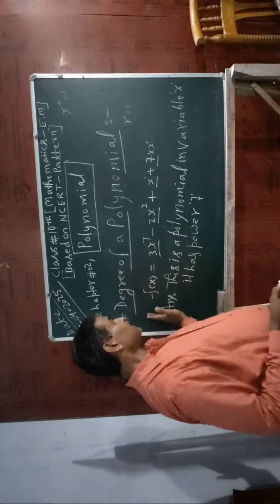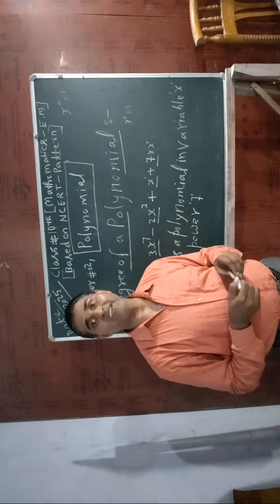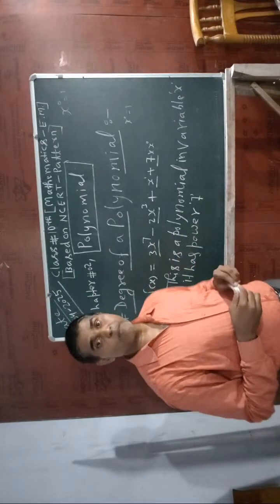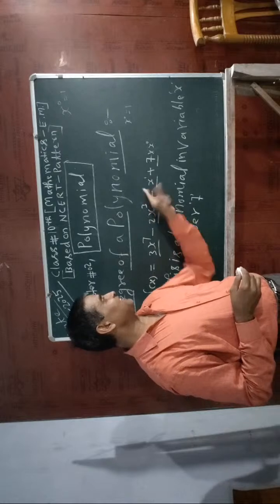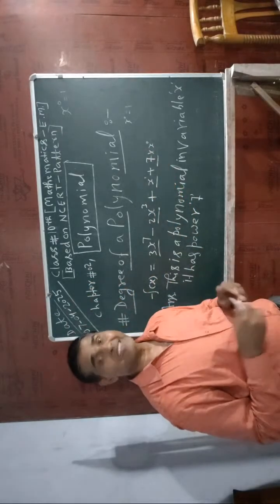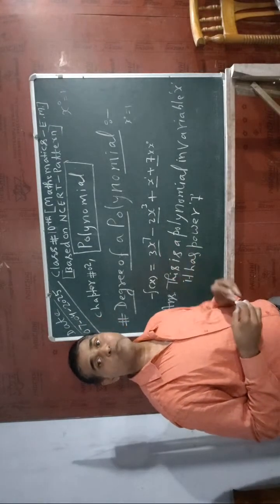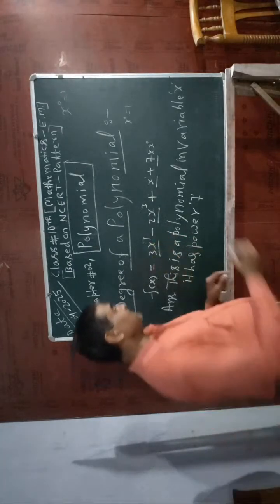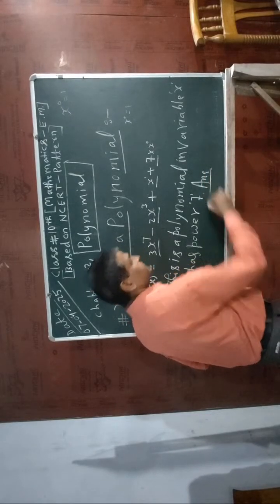So the question is asking for the degree of the polynomial, so you have to write the power of the variable which has the maximum power. Maximum power is 7. Here the power is 3, here the power is 1, here the power is 0. But in the case of a polynomial, the degree of the polynomial will be 7. You have to write the maximum power, that will be 7. So this will be the answer.